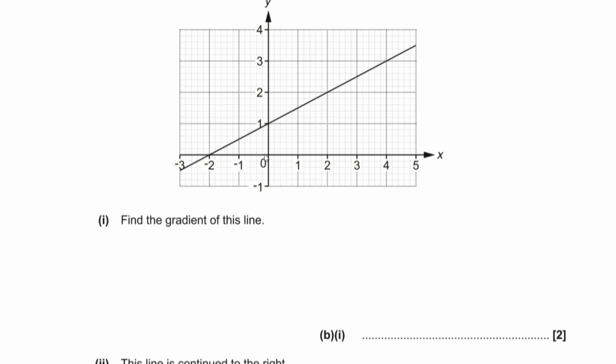Next, for part B, we've got this graph here. We have to find the gradient. The gradient is change in y over the change in x. So the change in y, that's 1. The change in x is 2. And therefore, the gradient is equal to 1 over 2, which is 0.5. So the gradient is 0.5, or we could just write a half.